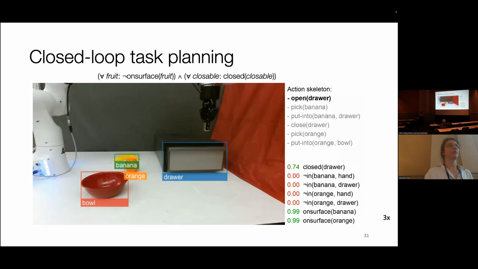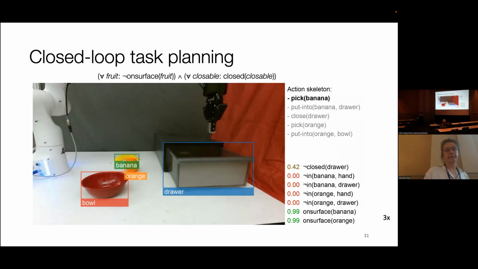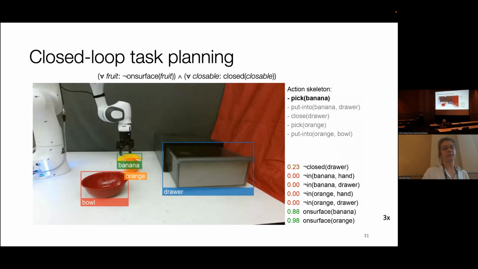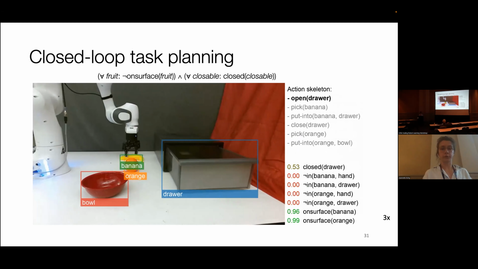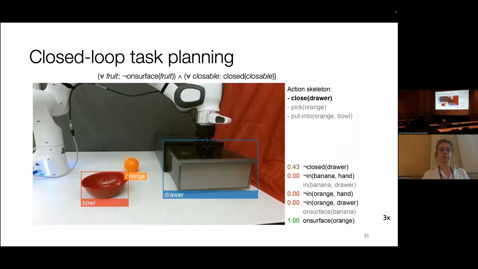And then, of course, we always like to actually show things on a real robot. And so we show how predicate classifiers can be used for closed loop task planning in the real world. And here we apply this predicate classifier that I just showed you directly to this robot environment.